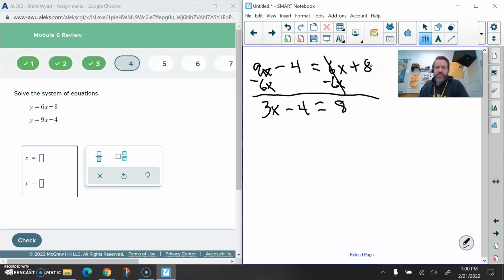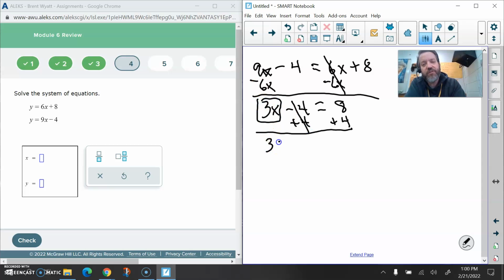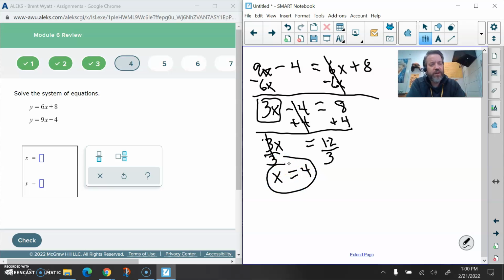Now I just have a two-step equation. I want to get the x by itself, so I'm going to start by removing the minus 4. I'll add 4 here, add 4 here. The reason I do this first is because I want this variable term, the 3x, to be isolated, or by itself. 3x equals 12. 8 plus 4 here is 12. And then my final step is to divide by 3. And 1x equals 4. So I know what x equals.